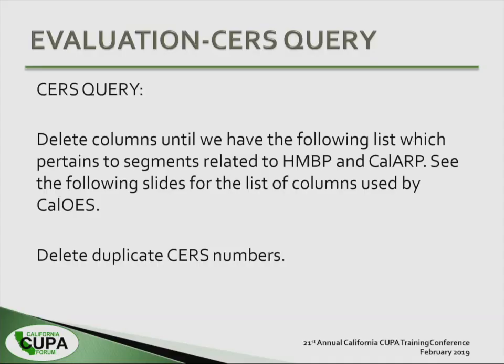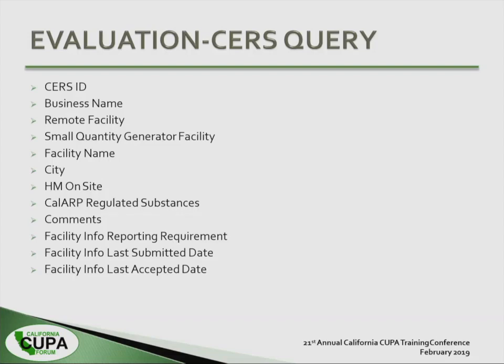What we do is we start pulling stuff. We allow for editing, and then we delete all the columns until they have the following list that pertains to the segments, like I had mentioned, for the HMBP. This is all HMBP. I've got a full list. Again, this is online, you can look at the things that we look at.